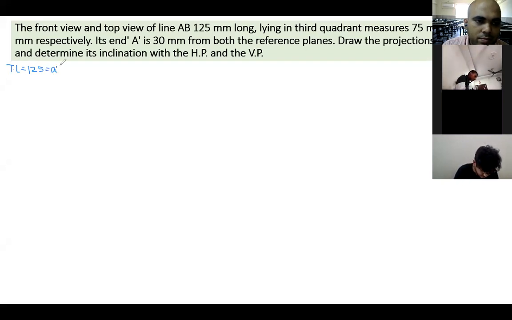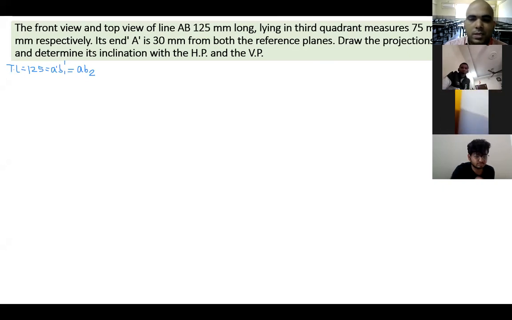So true length is given as 125, and that is equivalent to A dash B1 dash equal to AB2. A dash B1 dash equals to AB2. That is our 125. So that is something what we have done for the true length. Now coming to next is the front view and the top view of a line AB 125 mm long. It is lying in third quadrant. Third quadrant measures 75 and 100 mm respectively.